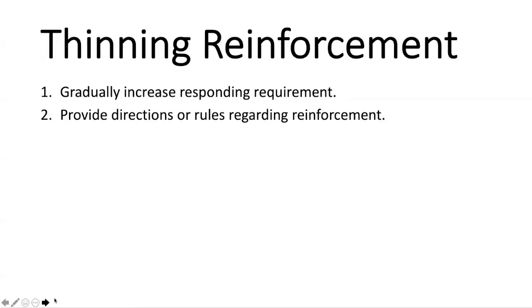So if you think about it, if we start out with, let's say, a fixed ratio of 2 responses, well, after a while, we want to thin that more. And then we go up to an FR4 and then an FR6. Now the individuals are having to engage in more responses in order to gain reinforcement.